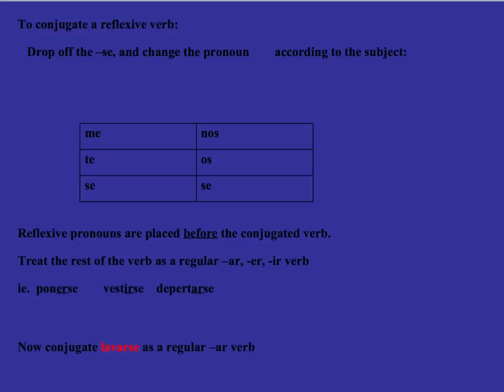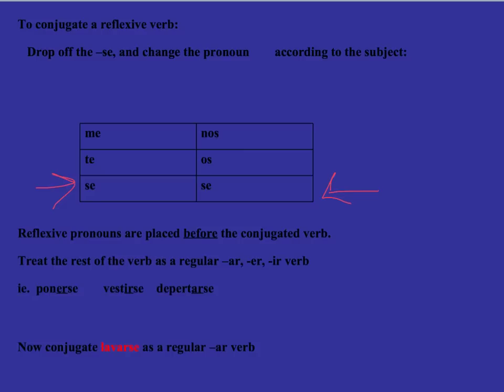In order to conjugate a reflexive verb, the first thing you do is drop off the se and change the pronoun according to the subject. So me, te, se, nos, os, se. Él, usted, and ellos, ellas, and ustedes are the same, but you'll know by the actual verb ending. They'll have different endings if it's an él, usted verb or an ellos, ellas, ustedes verb. Once you've dropped off and changed that se, it goes in front of the conjugated verb.